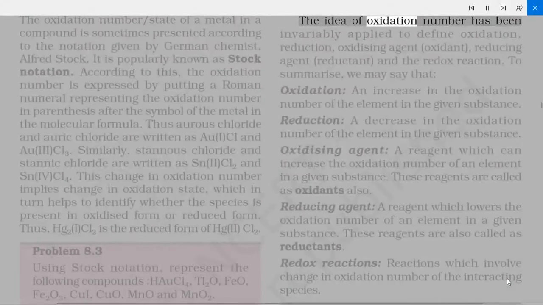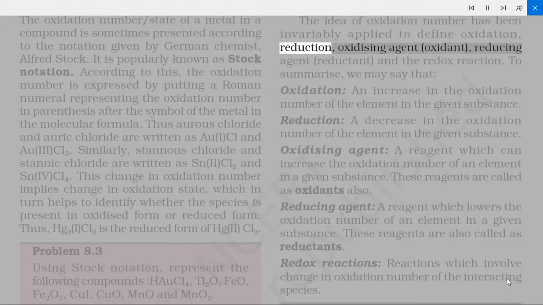The idea of oxidation number has been invariably applied to define oxidation, reduction, oxidizing agent, oxidant, reducing agent, reductant, and the redox reaction. To summarize, we may say that oxidation is an increase in the oxidation number of the element in the given substance. Reduction is a decrease in the oxidation number of the element in the given substance. Oxidizing agent is a reagent which can increase the oxidation number of an element in a given substance.